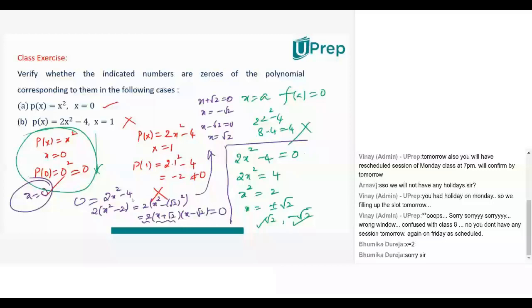Can we move ahead? Completed? Sahas? Bhumika, corrected?